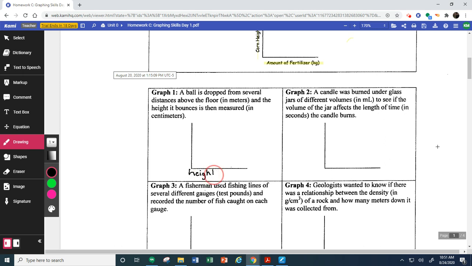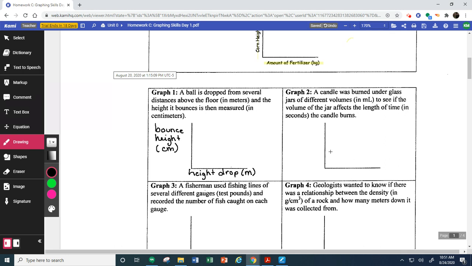So again, what I'm in control of is how far it was dropped from. And then the next thing is, what did we measure it in, and put that in parentheses, and you can abbreviate meters as M. And then we have here the bounce height, and I'm not going to turn my tablet here, so I'm just going to label this along here. So the bounce height is what is responding. And again, what did we measure that in? That is in centimeters.